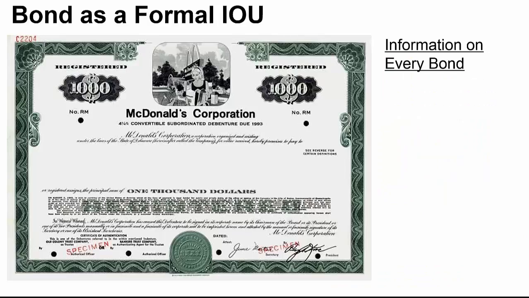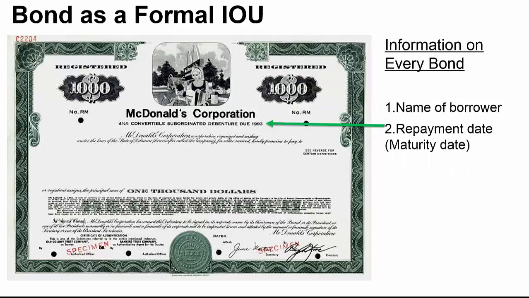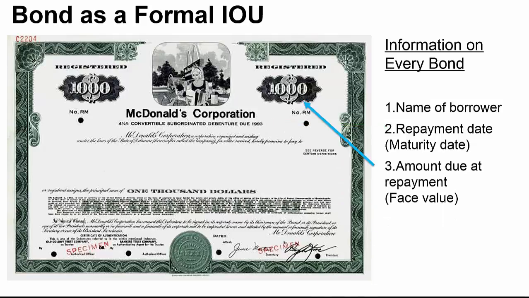Here's an example of a bond. Note it'll always have the name of the borrower on it. In this case, it's McDonald's Corporation. They owe the $1,000 to the bearer of the bond at maturity. Speaking of maturity, number 2, the repayment date. This particular bond is payable on whatever date, 1993. And number 3, the amount due at repayment. This is the face value of the bond. It's also called a par value.